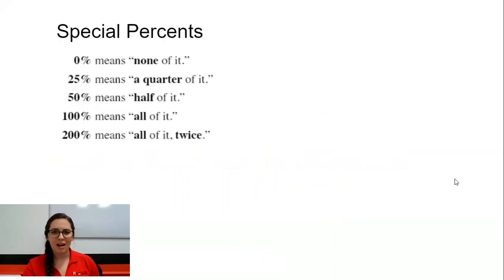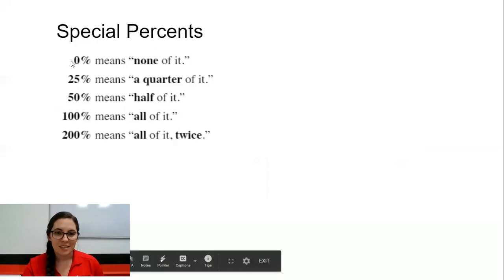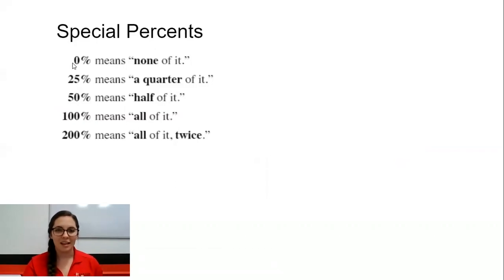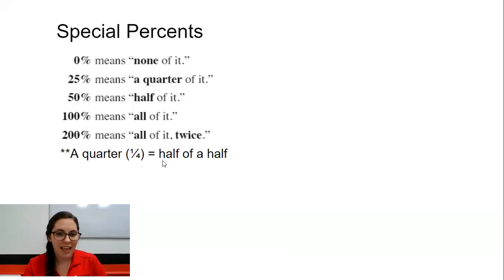Now, there are a couple special percents that I want to go over as well. There are 5 of these that we're going to talk about today. The first one is 0%, none of it. It's kind of like if there's a 0% chance of rain today, that it's not going to rain at all. 25% means a quarter of it, and we're going to do that by taking half of a half. We'll talk about an example for that in just a second. Next is 50%, or half of it. 100% means all of it, and 200% means all of it 2 times, for 200s.